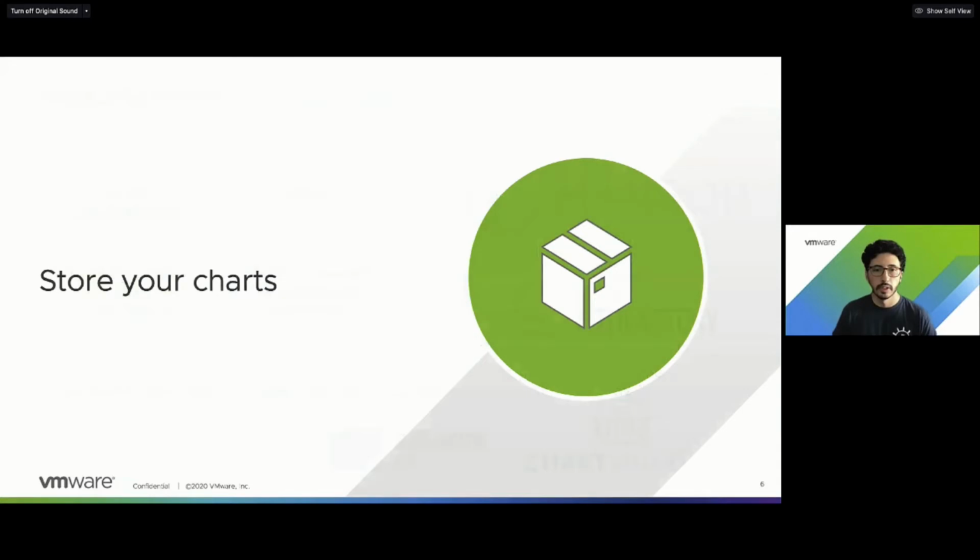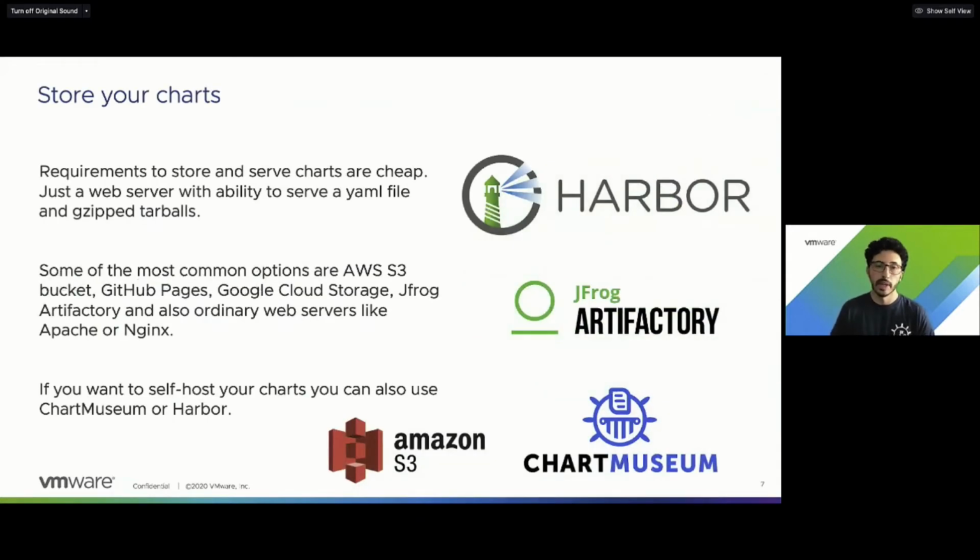A chart repository is really simple to create. There are a lot of options already created for that. And you just need, let's say, a web server that is able to serve a YAML file, which will be the index file of your repository with all the versions that are already published there. And it should also serve gzip tarballs, the chart itself.